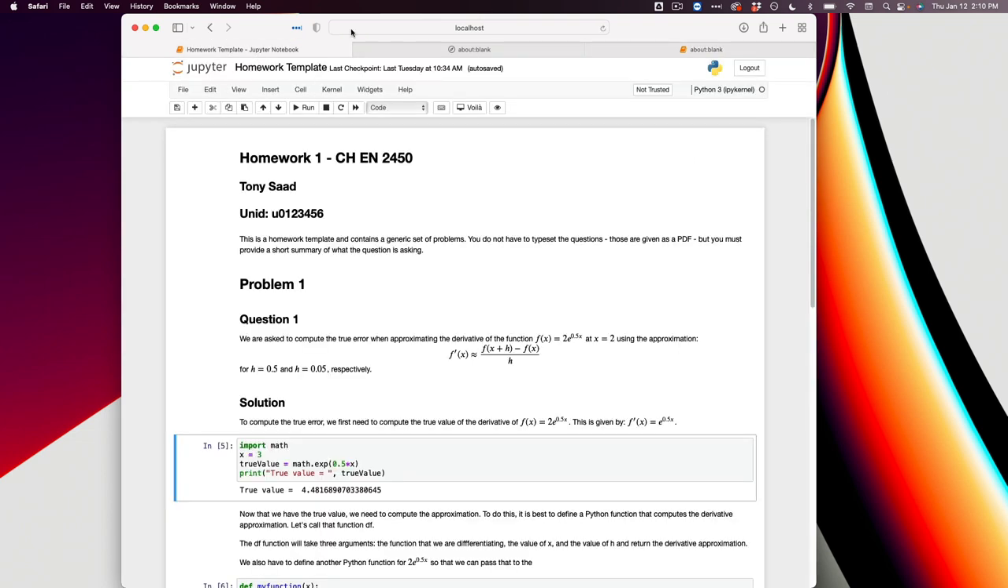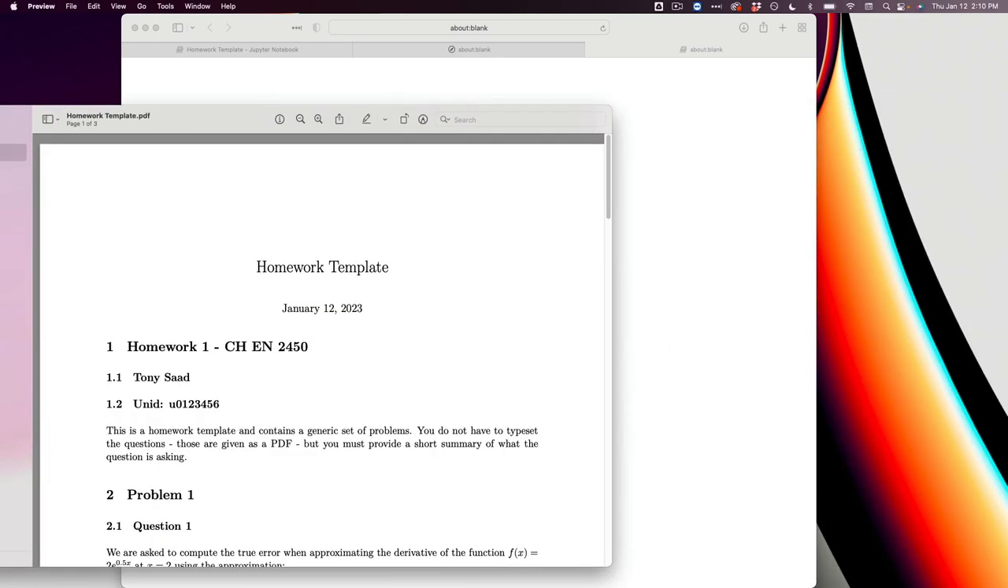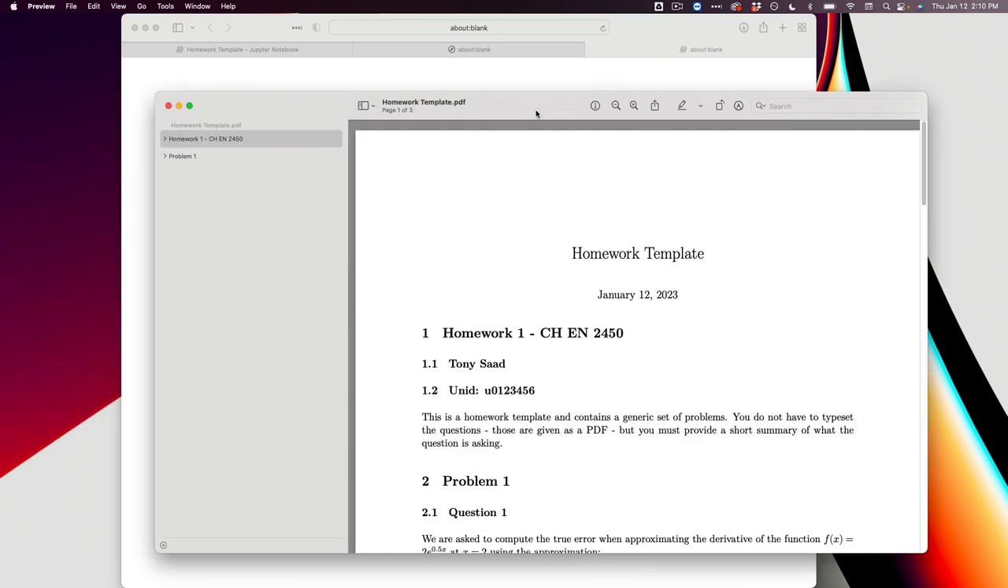Maybe because there's no internet, although it's a localhost. So, let me see if it worked. It's going to show up on this screen over here. Okay, so it did work, and it created a PDF window. It created this PDF, okay?